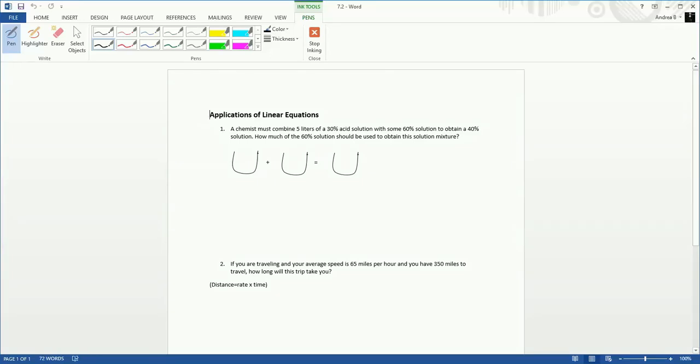Here I chose a couple of application problems of linear equations that students tend to struggle with, so you can see it worked out a little differently than the book explains it. For number 1, we have a chemist must combine 5 liters of a 30% acid solution with some 60% solution to obtain a 40% solution. How much of the 60% solution should be used to obtain this solution mixture?